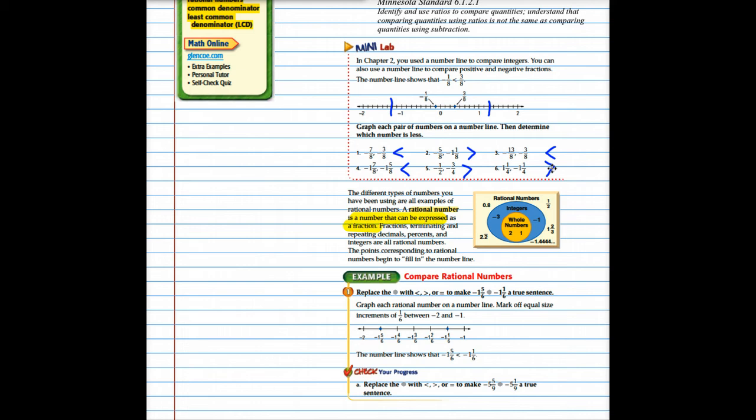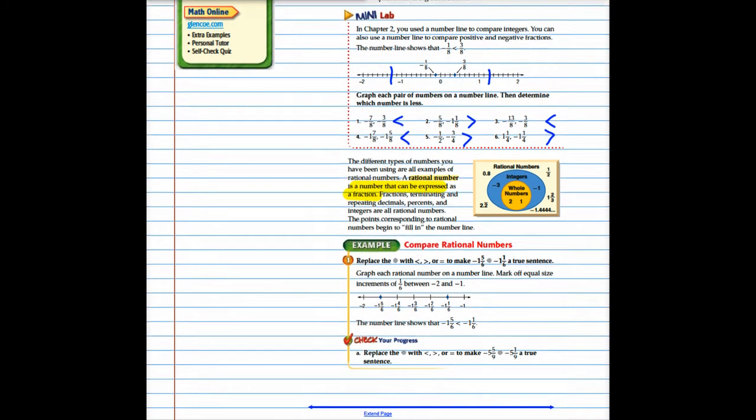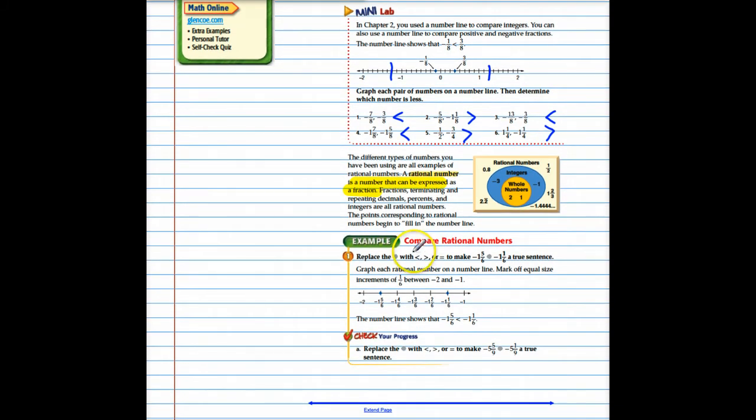A rational number is a number that can be expressed as a fraction. Fractions, terminating decimals, repeating decimals, percents, and integers are all rational numbers. The points corresponding to rational numbers begin to fill in the number line. Comparing rational numbers, example 1. It says replace the circle with less than, greater than, or equal to make negative 1 5/6 compared to negative 1 1/6 a true sentence.